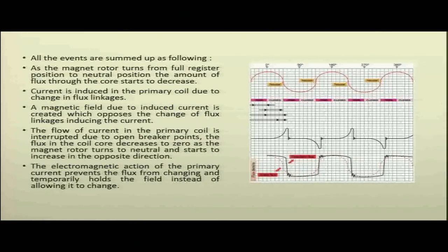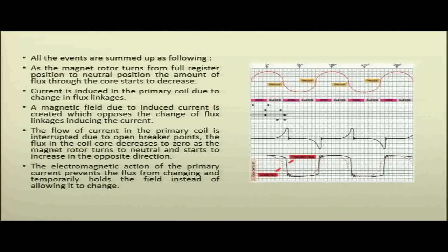Current is induced in the primary coil due to change in flux linkages. Because of this decrease in flux, because of the change in flux linkages, current is induced in the primary coil. A magnetic field due to this induced current is created, which opposes the change of flux linkages inducing the current. As per Lenz's law, this magnetic field due to the induced current will oppose the change of flux linkages inducing the current.